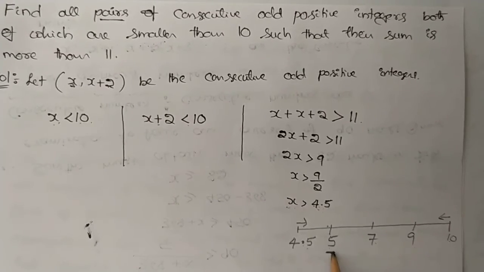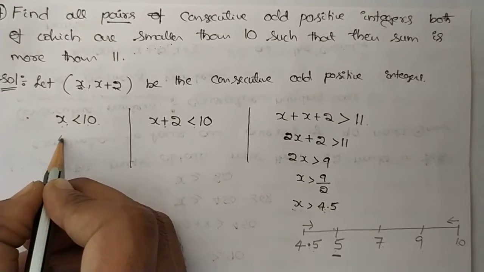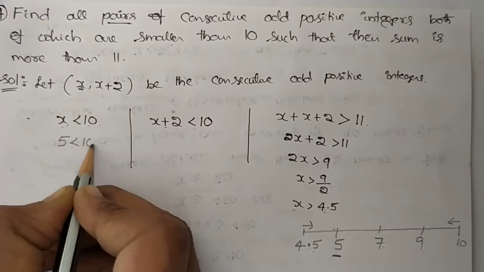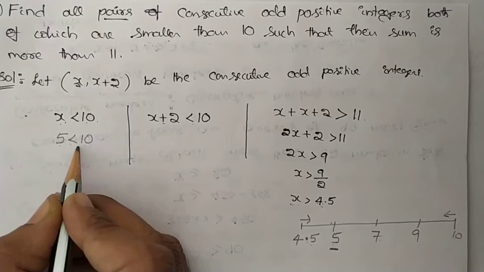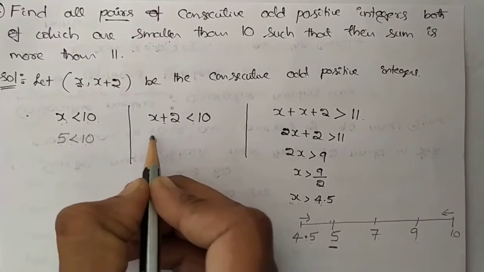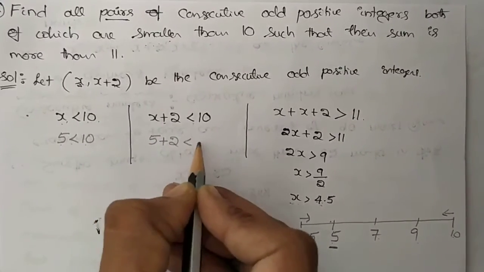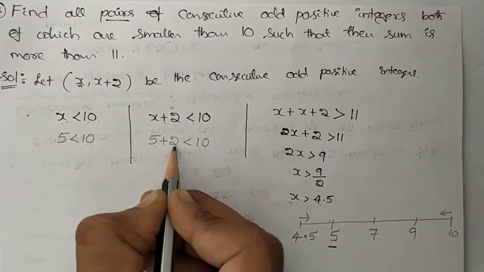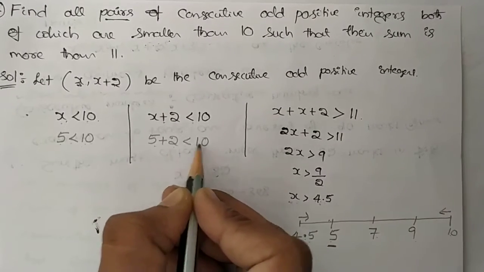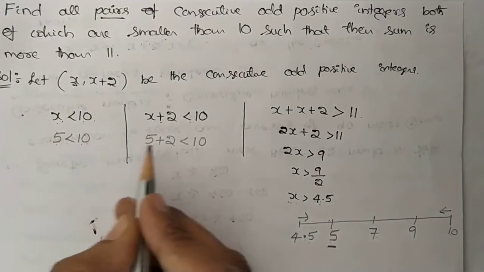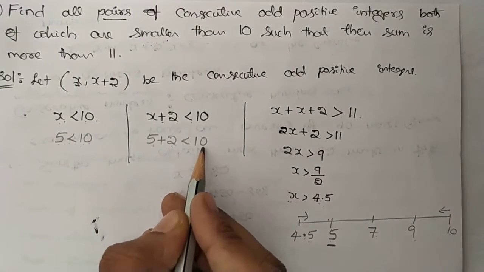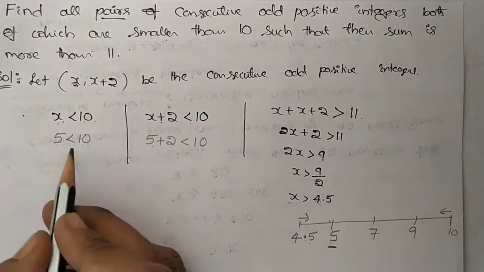Suppose if we take 5, then what will happen? 5 is less than 10. Is this true? 10 is more than 5. Yes, it is true. Similarly, 5 plus 2 is less than 10. 5 plus 2 is how much? 7. 7 is less than 10. 10 is more than 7. Is this true? Yes, it is true. Therefore, 5 is less than 10 is true, and 5 plus 2, 7 is less than 10 is also true.